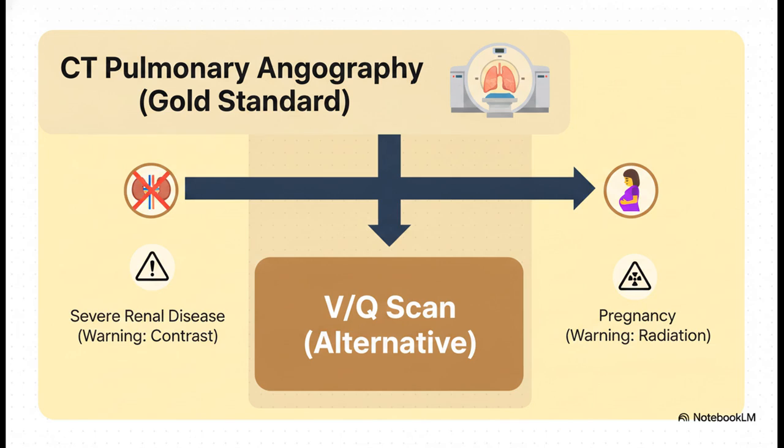Now, while CT pulmonary angiography is definitely the gold standard to confirm a PE, it has its limits. If your patient has severe renal disease and can't tolerate IV contrast, you have to pivot to a VQ scan, a ventilation perfusion scan. The VQ scan is also the preferred alternative for pregnant patients to minimize fetal radiation exposure.